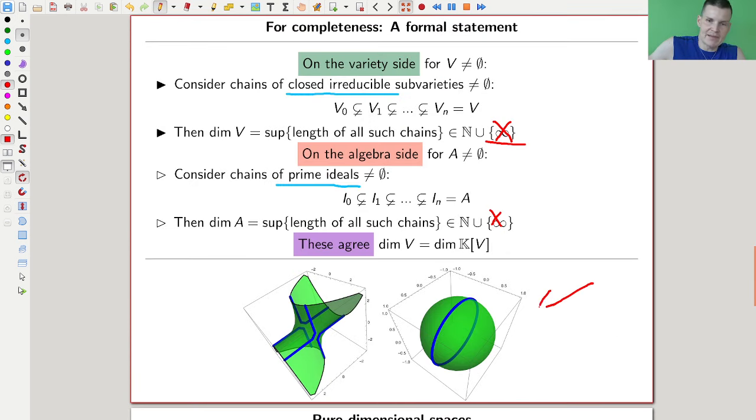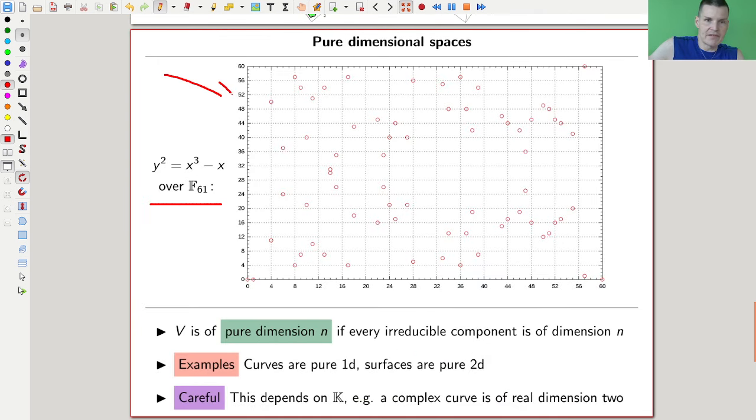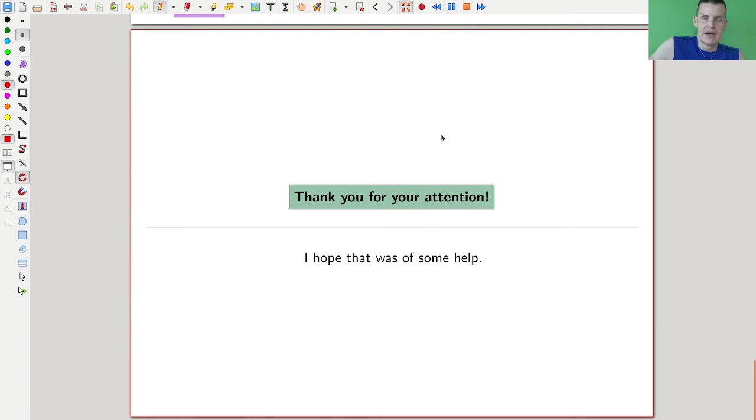So this is the definition that makes intuitive sense, but we can now generalize it to things like this, things over finite fields where the intuition of what dimension should be is slightly misleading, because essentially everything is just a point cloud. I hope that makes some sense.